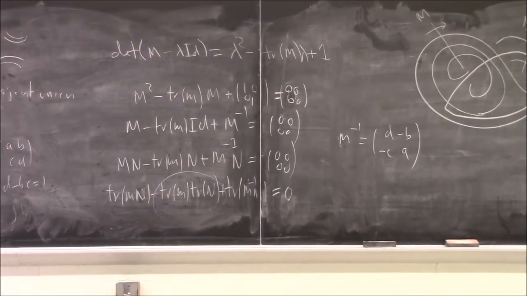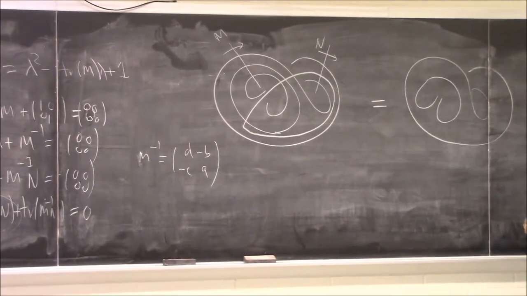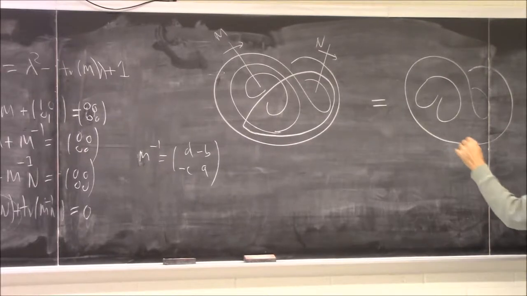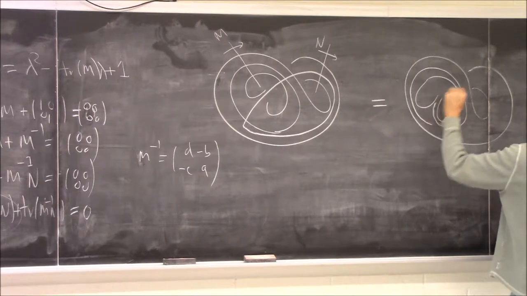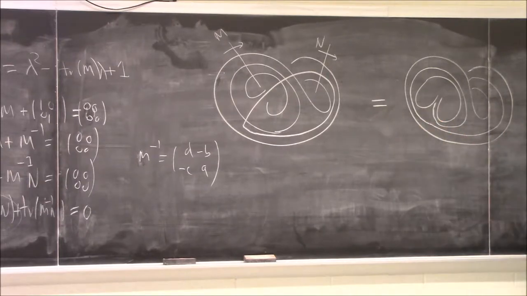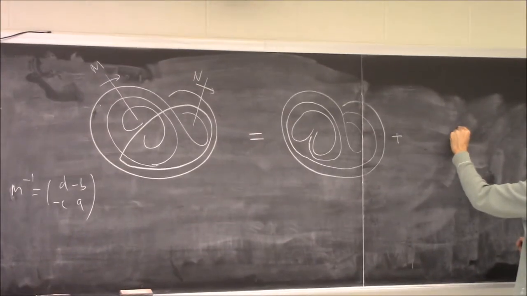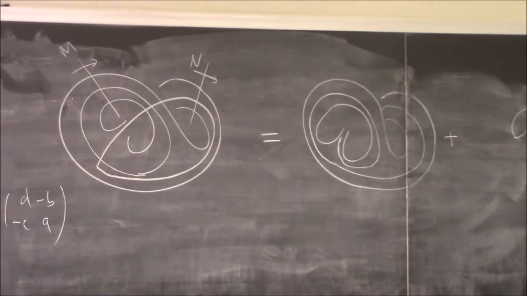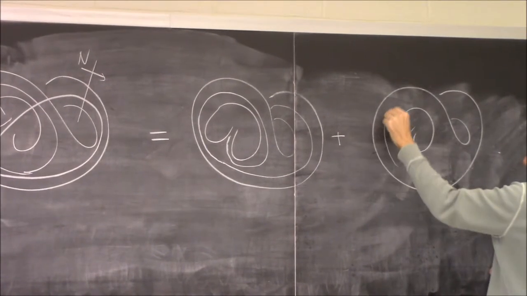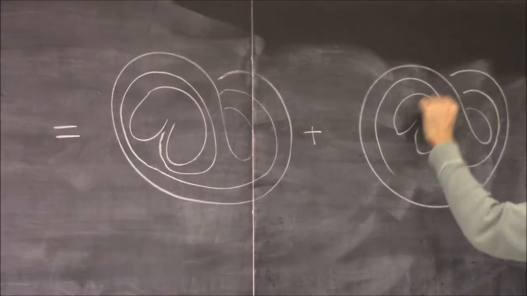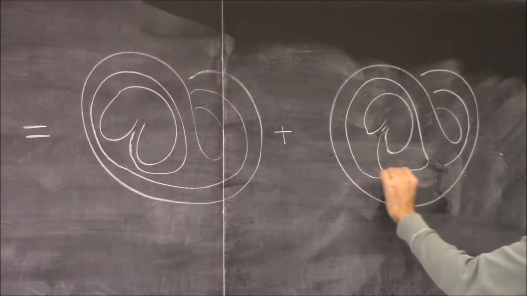And now, according to that polarized Cayley-Hamilton identity, that's equal to the trace of M times N plus, boy, this is like more drawing than I've done in months. Okay, and now the trace of M times N inverse. I didn't have it come over here.